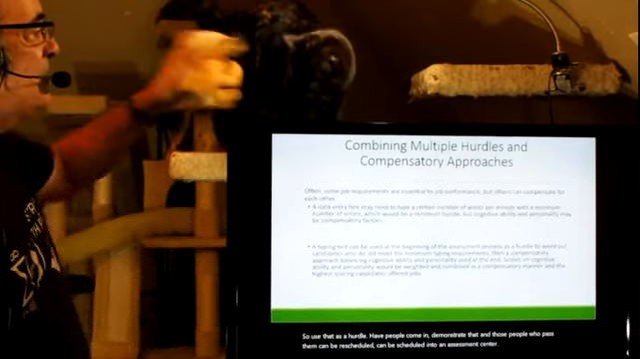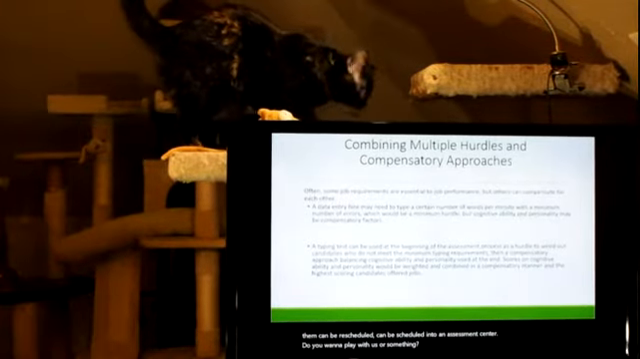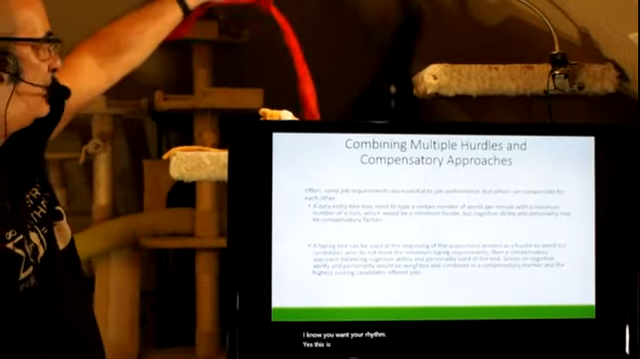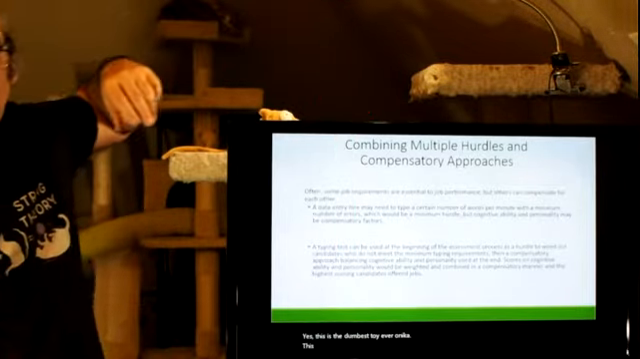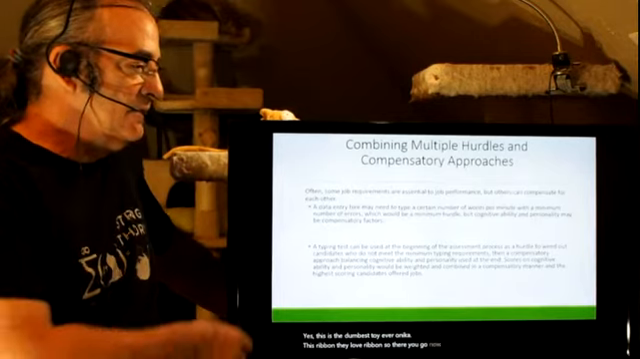Here, do you want to play with this or something? I know, you want your ribbon. Here. You guys, this is the dumbest toy ever. Annika, this ribbon, they love ribbon, so there you go. Now Sushi's not interested because I want her to be.